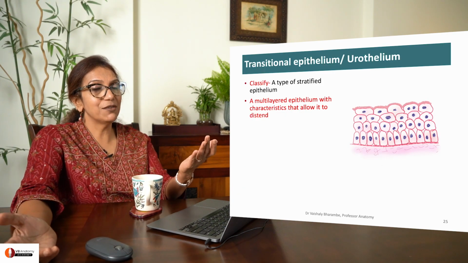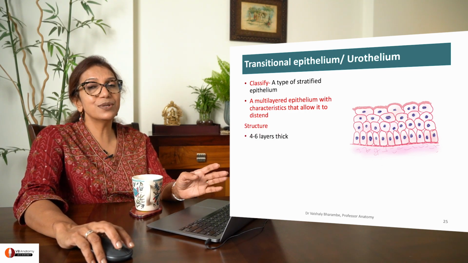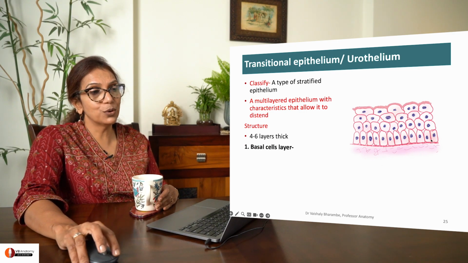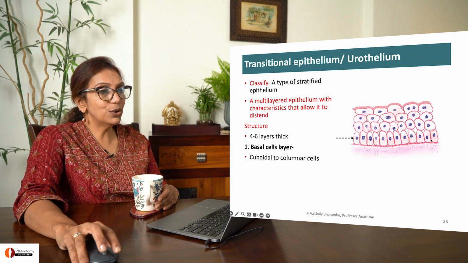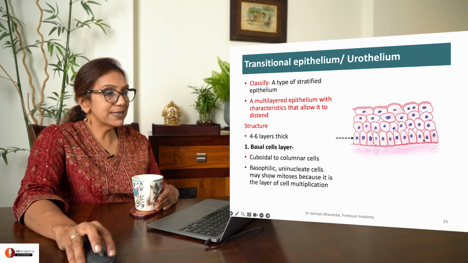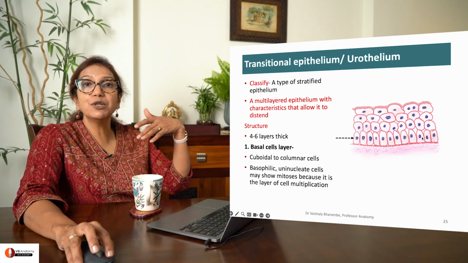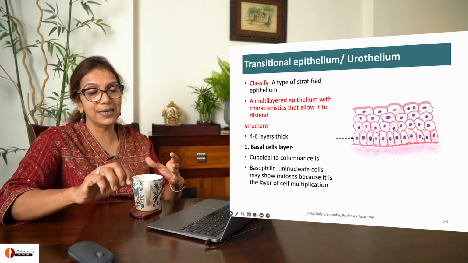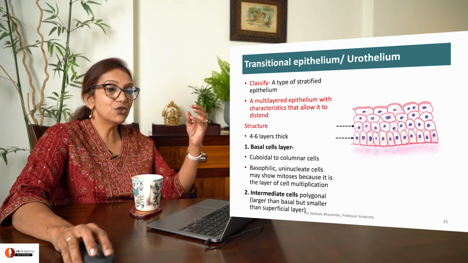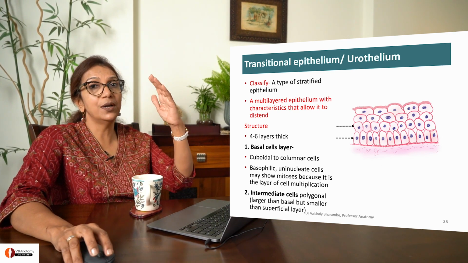So this is a stratified epithelium, multi-layered, but it is barely 4 to 6 layers thick, consisting of a basal layer of columnar to cuboidal cells. Cells on the top are polygonal large cells. These cells in the base might show mitosis because this is the layer which multiplies to give rise to higher layers. The next layer is polygonal cells. They are larger than the columnar cells but are smaller than the layers on the top.